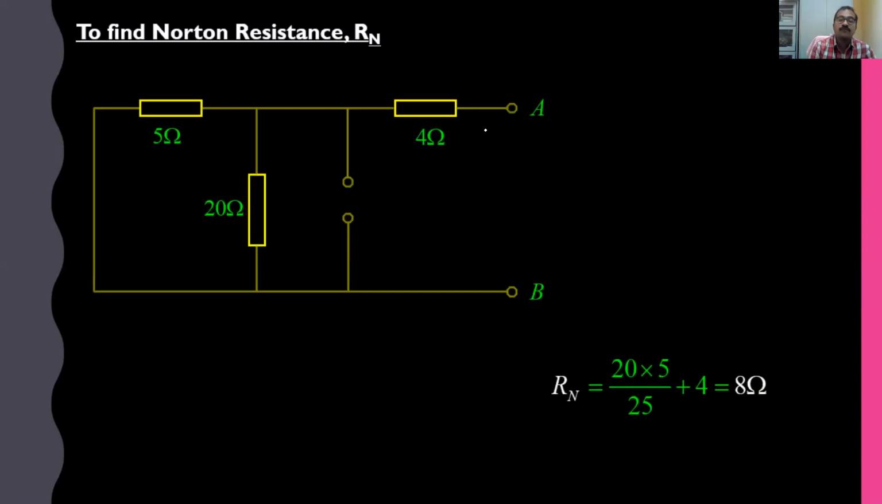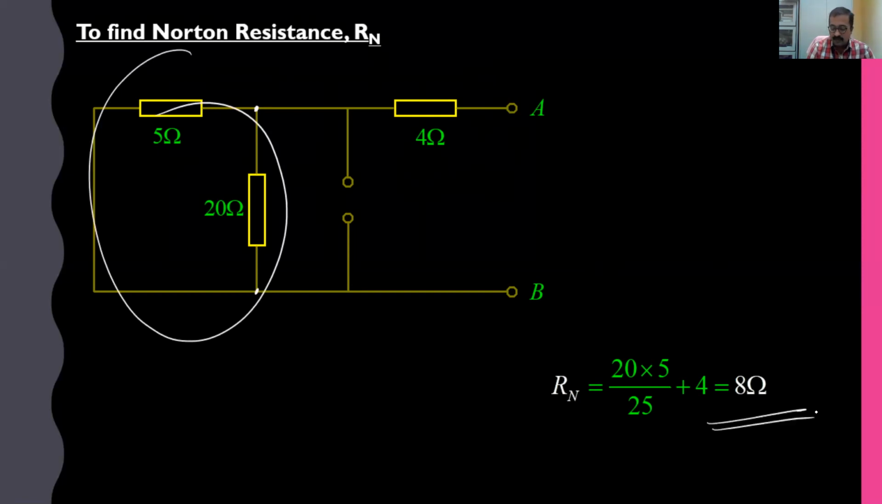Right. So now how will you find the effective impedance as seen by the open circuit terminals A and B? Assume a current is entering point A. That current will flow through the 4 ohm. After reaching this point, one branch will flow through 5 ohm, another branch will flow through 20 ohm, and at this node both the currents merge. Means the 20 ohm and 5 ohm are in parallel, and that combination and this 4 ohm are in series. That means your Rn will be equal to 8 ohms.